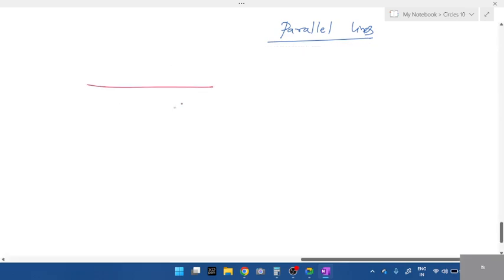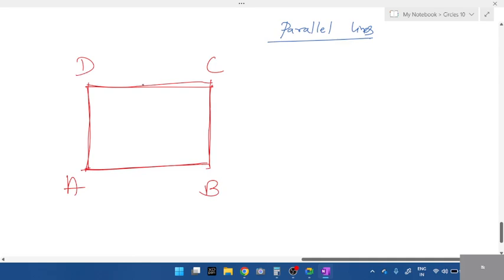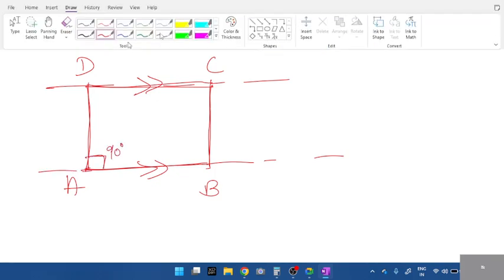I'll give you a question. This is a rectangle. Do you know the property of a rectangle? What's the property of a rectangle, students? Only opposite sides are equal, only that you'll know. The lines are also parallel, right? Opposite lines are parallel. And what about each angle? Each angle is 90. All angles are 90.